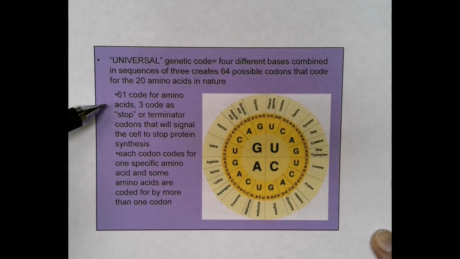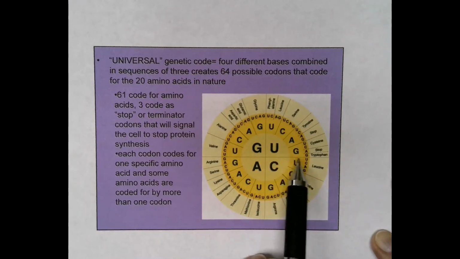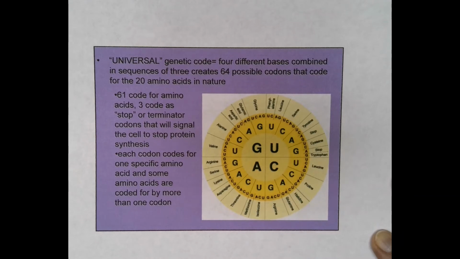All right, so 61 of these codons are going to code for amino acids. 3 of these code as stop or termination codons, and that's going to tell the cell to stop making a protein. All right, you can see your stops. You've got UAA, UAG, and then UGA. Those are all of your stops, okay? Each codon is going to code for one specific amino acid, right? But you'll notice that some amino acids are coded for by more than one codon, okay?